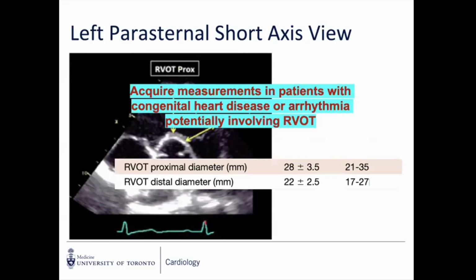Similar idea with chest or spinal deformities and limited normative data. The upper limit of normal here for the proximal RVOT diameter is 35 millimeters, and then for the distal, it's 27. And this is particularly important in patients that have congenital heart disease, like tetralogy of Fallot, or patients that have ARVC, for example, in assessing the RVOT diameter, as this is part of the actual criteria for ARVC.